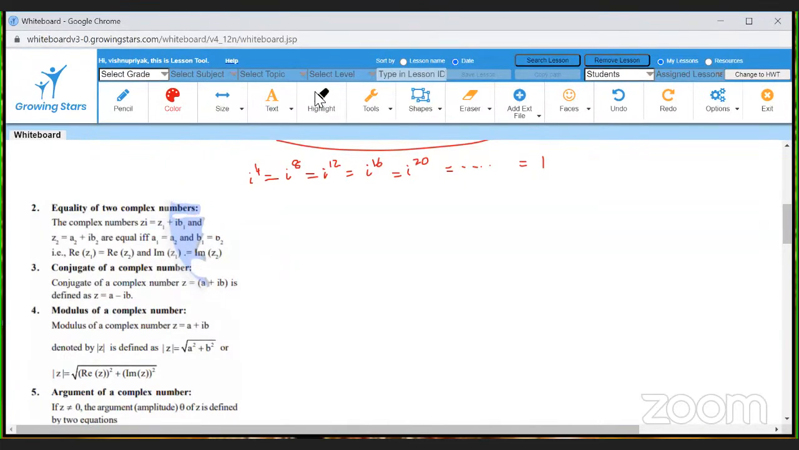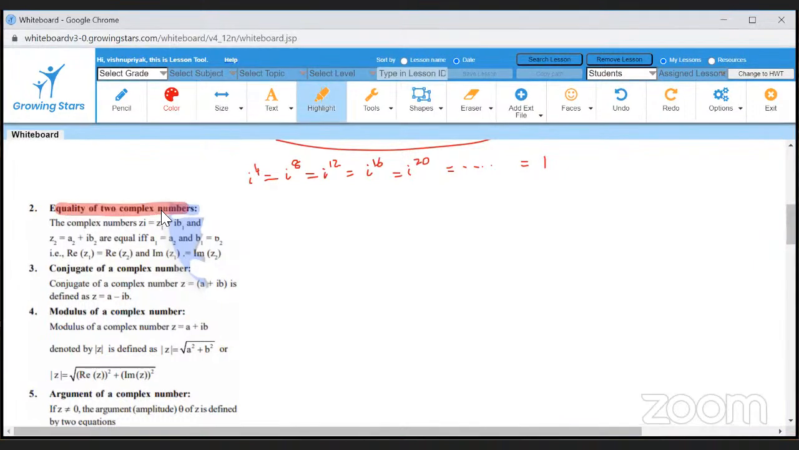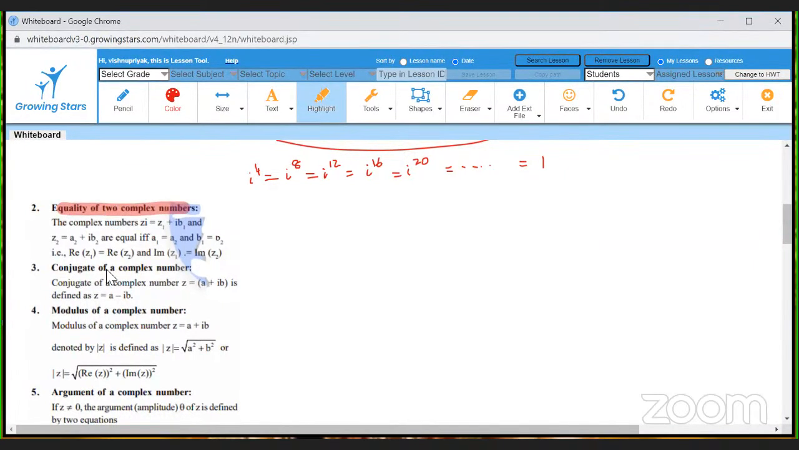Next is how you can say two complex numbers are equal. If Z1 complex number is given as a1 plus i b1 and Z2 complex number is given as a2 plus i b2, then if a1 and a2 are equal, b1 and b2 are equal, that is real parts are equal, imaginary parts are equal, then you can say Z1 is equal to Z2.